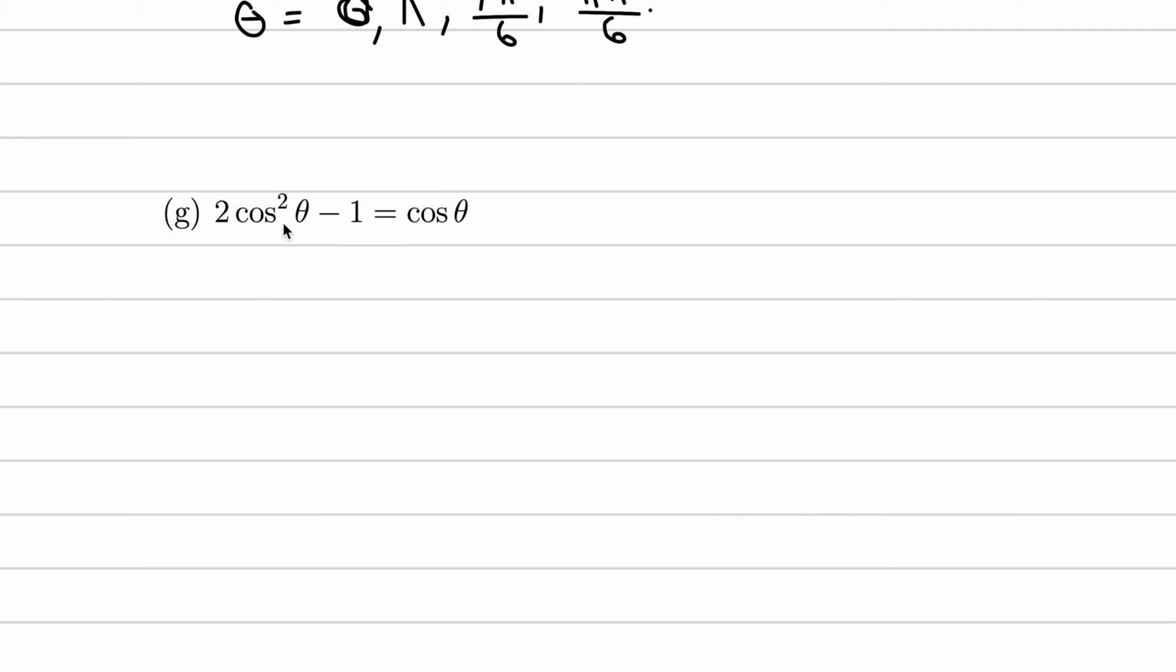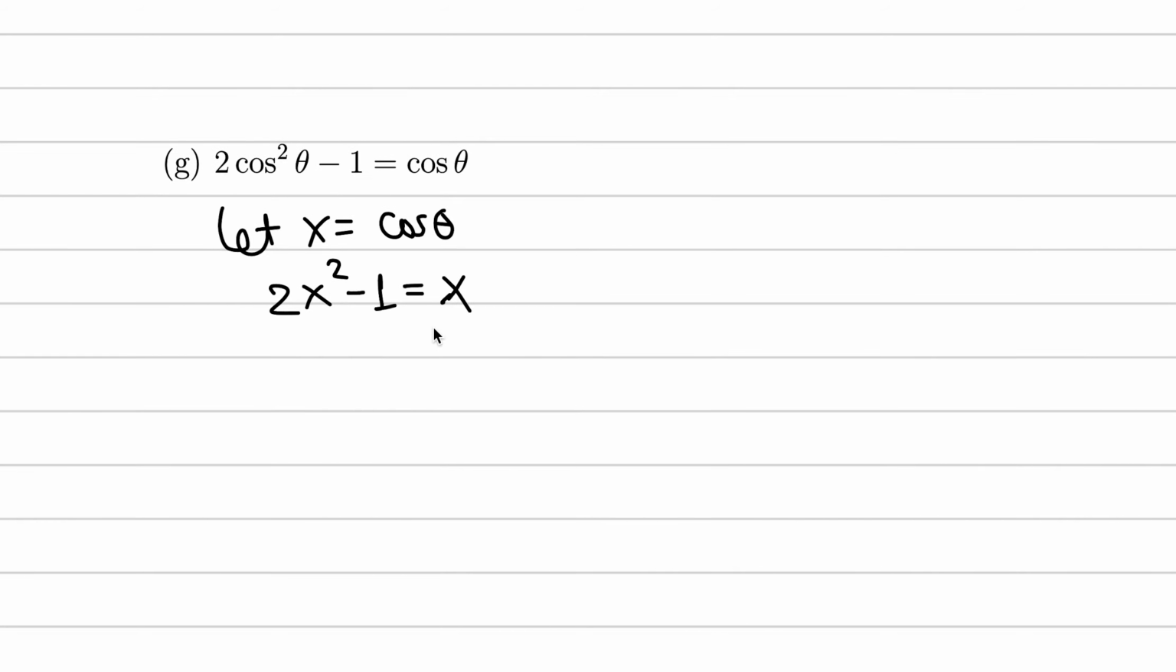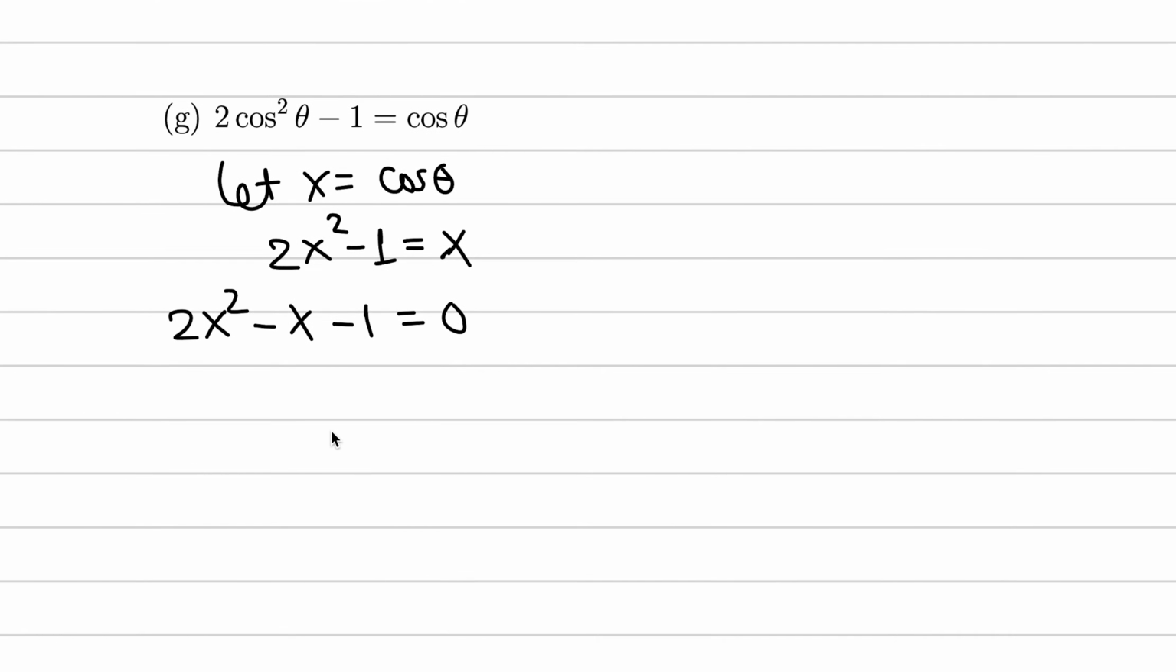Now the cosine squared equation. We can say let x be cosine theta, then this becomes 2x squared minus 1 equals x. Now this is a quadratic equation. Subtract x from both sides, and these are all unlike terms, so write 2x squared minus x minus 1 equals 0. Now we need to solve this equation.